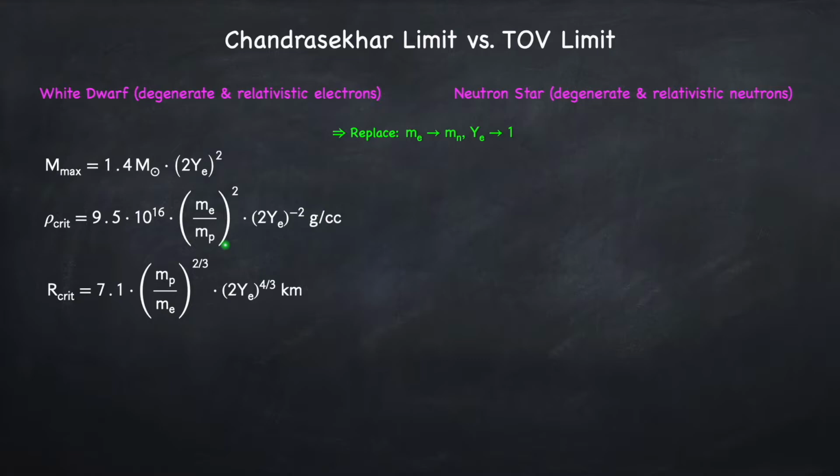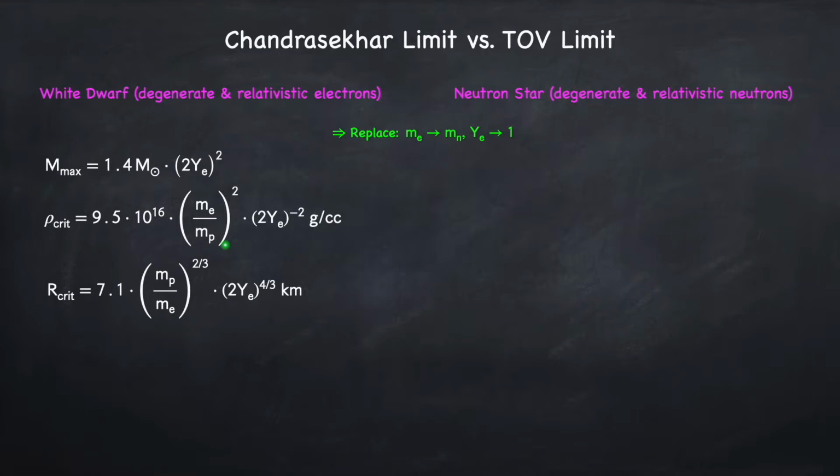Why is Ye 1? Remember what Ye is. Ye is the number of electrons per baryon. Or the relevant way to think about it in this case, it's the number of degenerate relativistic particles per baryon. Well, when we're in the neutron star case, the degenerate relativistic particles are neutrons.